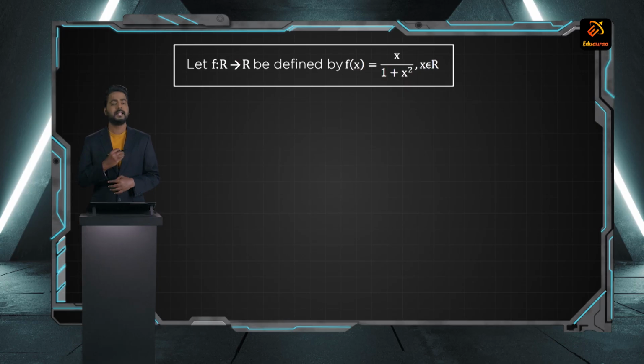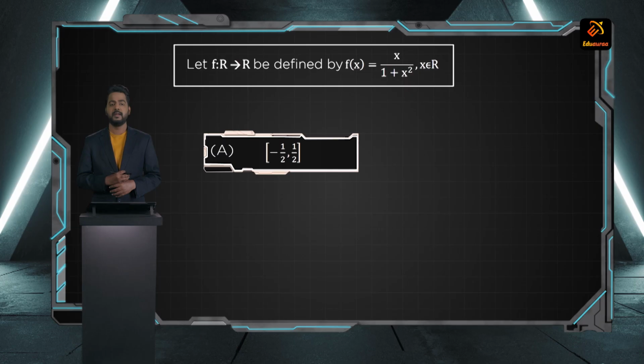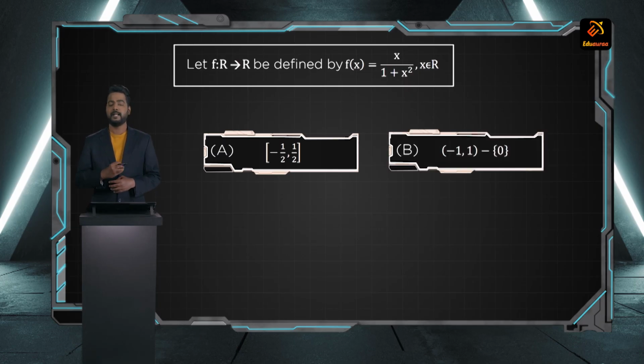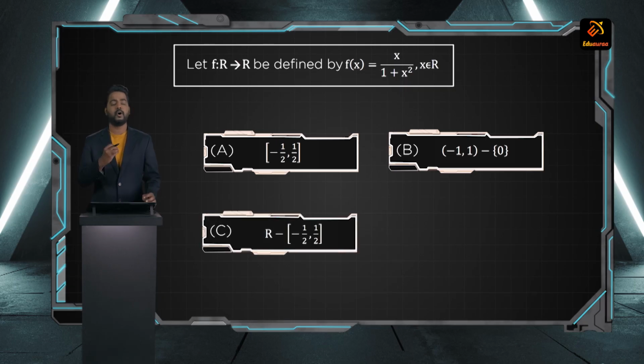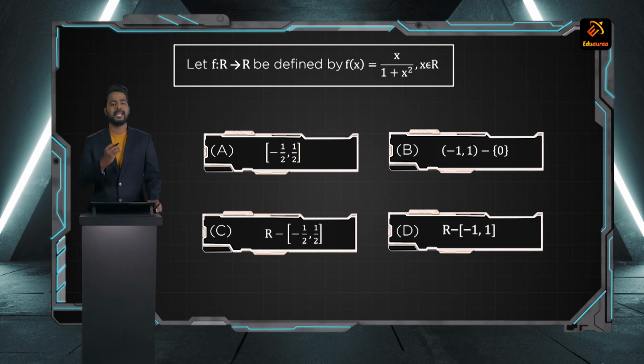Let the function f from R to R be defined by f of x is equal to x upon 1 plus x square, where x belongs to the real numbers. Then the range of f is: option A, minus half to half in the closed interval; option B, minus 1 to 1 in the open interval except 0; option C, all real numbers except minus half to half closed interval; and option D, all real numbers except minus 1 to 1 closed interval. Now we have to find the range.